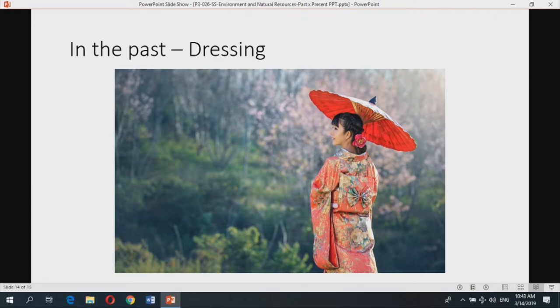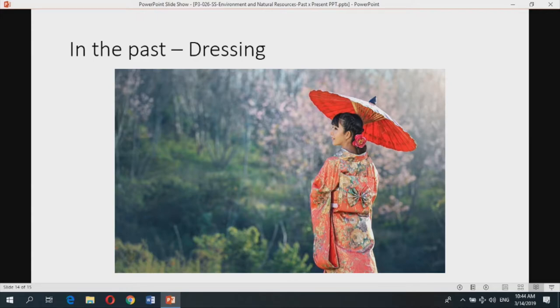Dressing. Yes. You can see the costume that this lady is wearing is traditional. What country do we think? Japan. Is this Thailand? No. Is it England? No. I think Japan too. It's like a traditional Japanese dress. Is it pretty? Yes, I think so. Do you have a dress like this? Would you like to have?